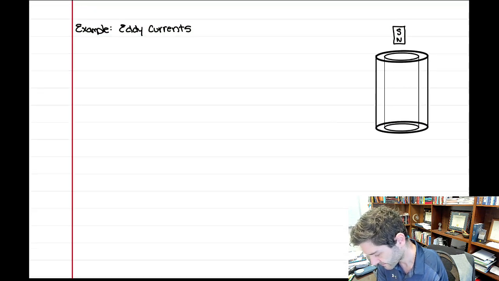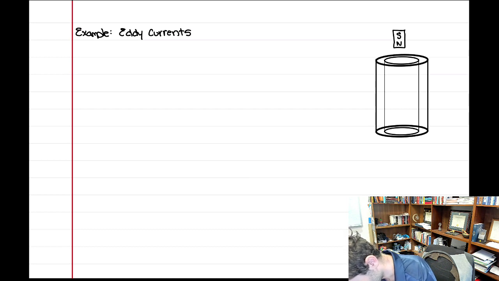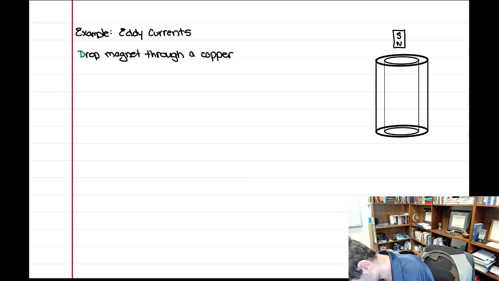So let's see. What we're going to do in the setup is we're going to drop a magnet through a copper pipe. And do a force analysis.